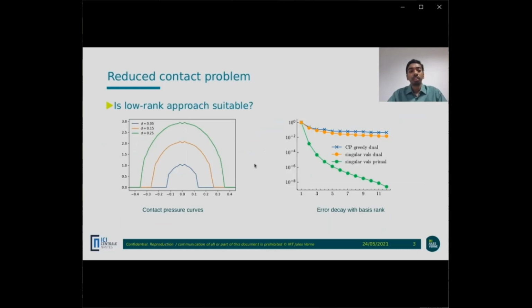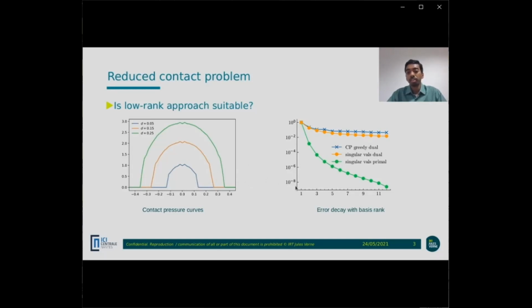However, there is still the question of whether the low-rank approach is suitable or not. If we look at the plot on the left side, we see three contact pressure curves, and all three of them have different areas where the contact pressure vanishes completely. Because of this, these three contact pressure curves are strictly linearly independent of each other. And therefore, this gives us a hint that this space might not be a low-rank space.